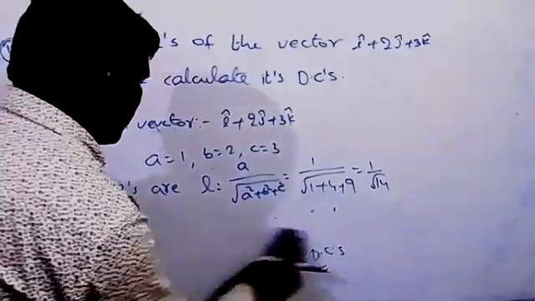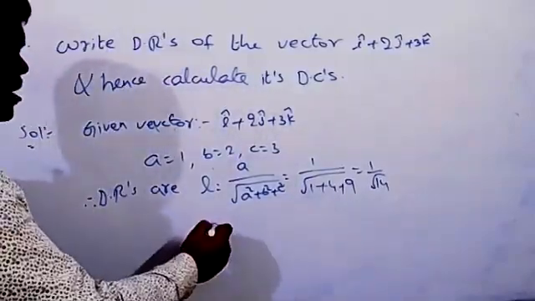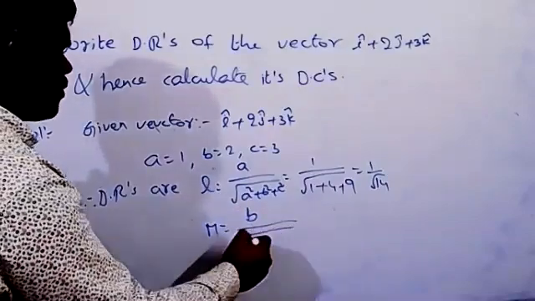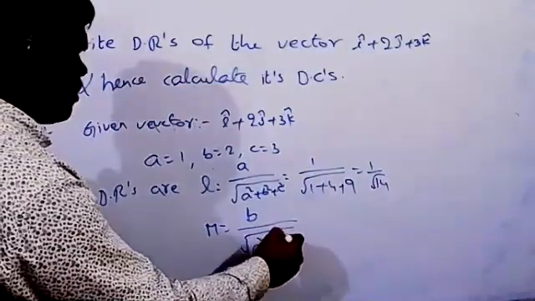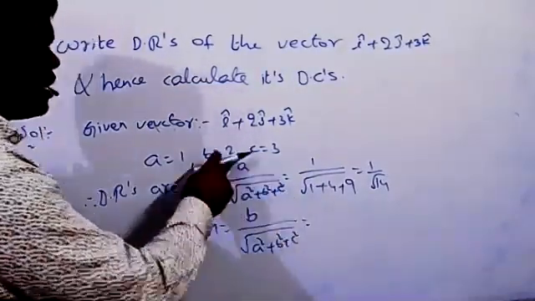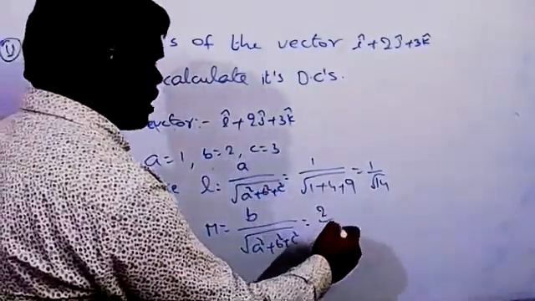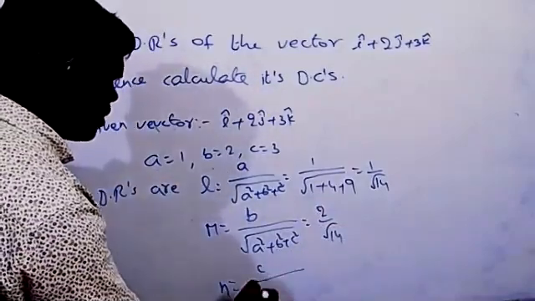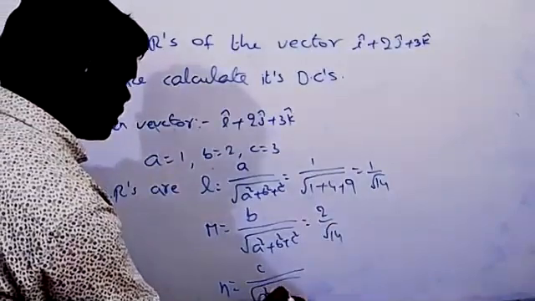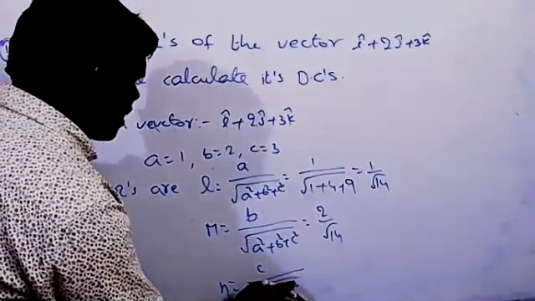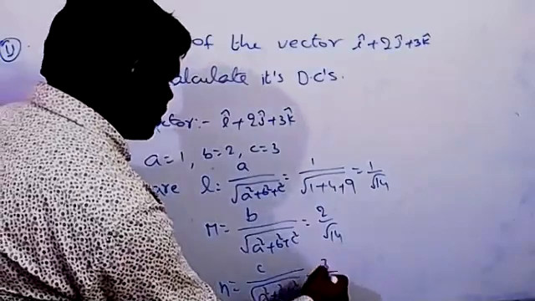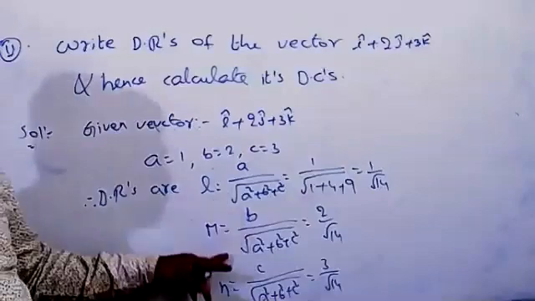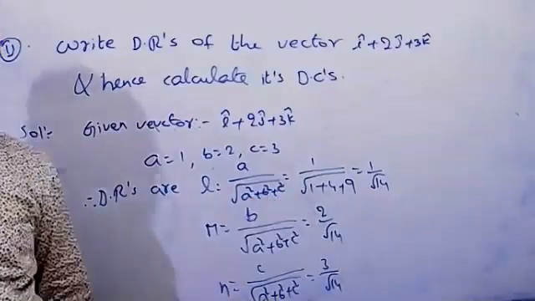Next, the value of M equal to, same formula you can write now, b by root of a square plus b square plus c square. Clear, the value of b equal to 2. So 2 by root of 14. The value of N equal to c by root of a square plus b square plus c square. It is equal to 3 by root of 14. So L, M, N, these three we call the direction ratios.